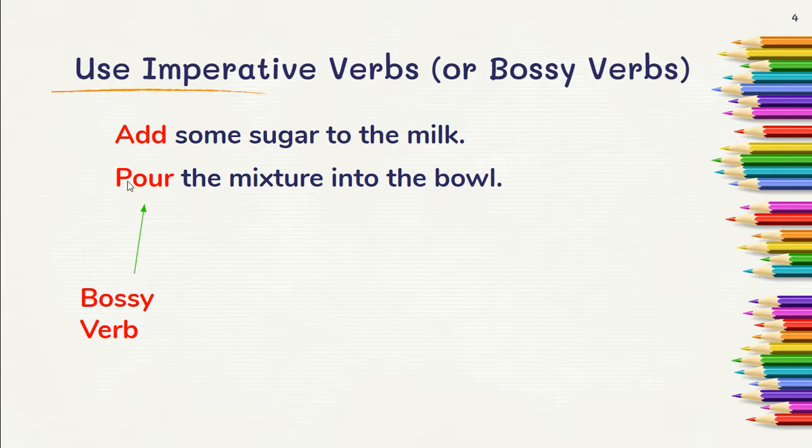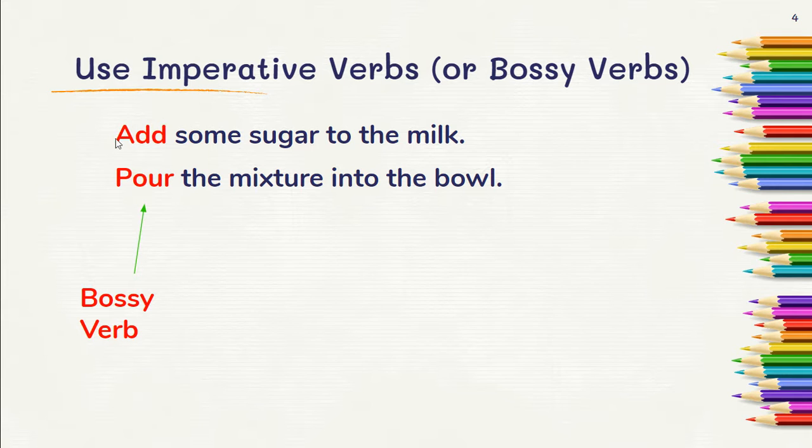We use bossy verbs for the instructions that we give to other people to do something. So there is no person, no subject in front of the verb. I would not say, Miss Wendy adds some sugar to the milk, because this is not what Miss Wendy is doing. This is what somebody is asking another person to do something. So it's like a boss.